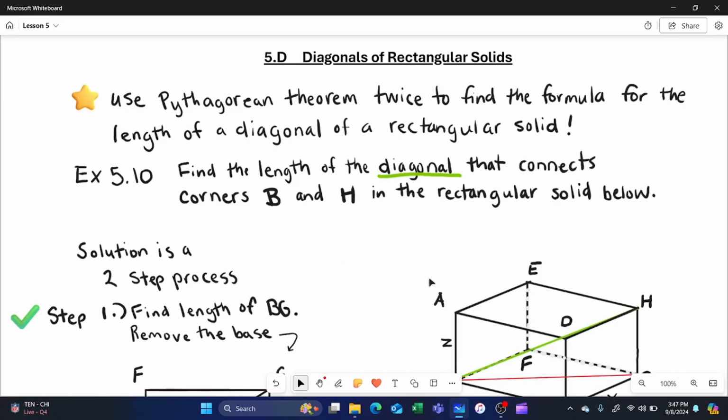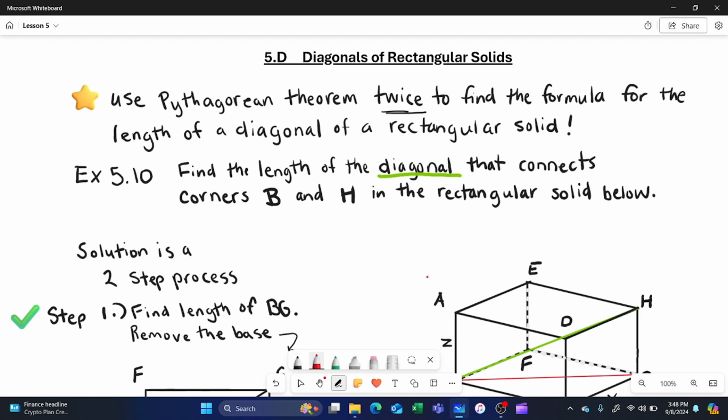Okay, last but not least, we're on to 5D, diagonals of rectangular solids. This is also a super simple concept. You know the Pythagorean theorem, you're good, all right? You're going to use the Pythagorean theorem twice to find the formula for the length of the diagonal in your rectangular solids.